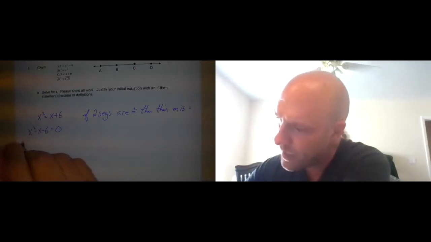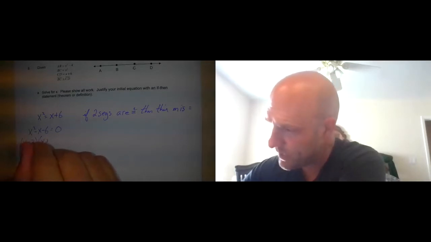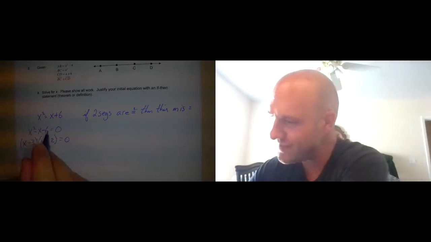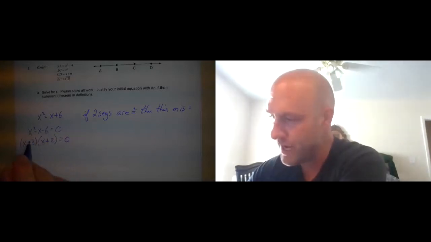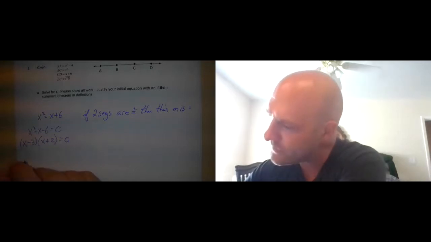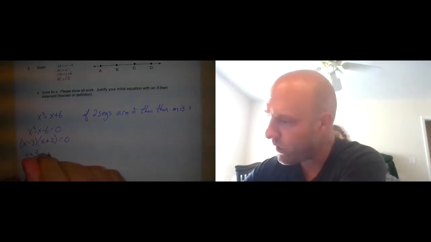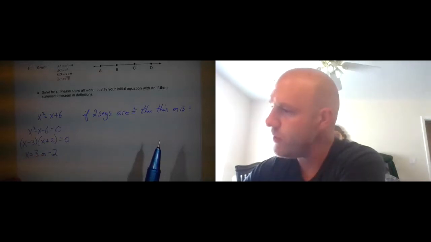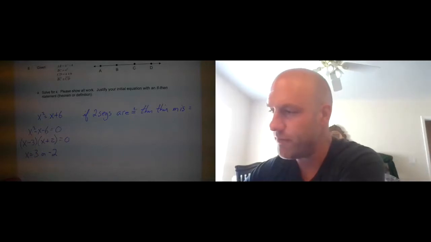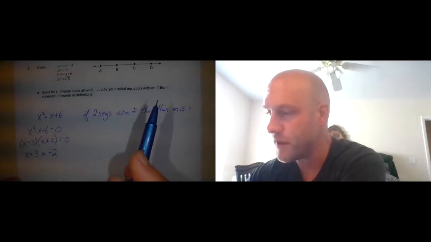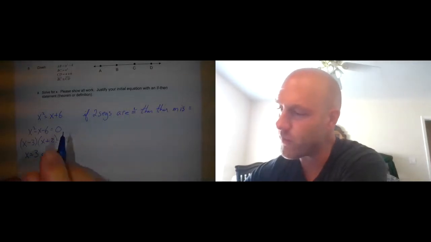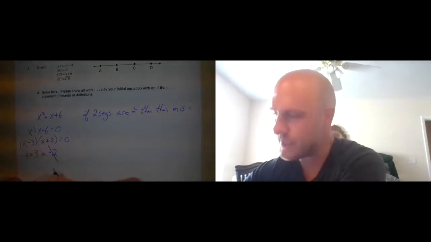This is factorable. X minus 3 and then x plus 2 should do it. Negative 3 times positive 2 is negative 6, and negative 3 plus 2 is negative 1. That seems to work for me. So x equals 3 or negative 2. Well, I have no objection to x being a negative, but I do have objections to lengths of segments being negative or even 0. So this guy gets the axe.